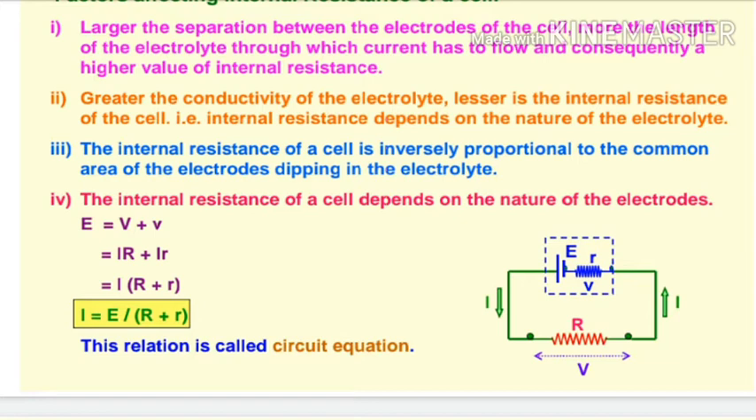So from here we can easily get the value of I. I is equal to E upon (R plus small r). This is called the circuit equation. With the help of this we can easily find out, if we connect any resistance to any cell externally, what value of current passes through that resistor, or what current is provided by the cell if we connect an external resistance R to the cell in series.